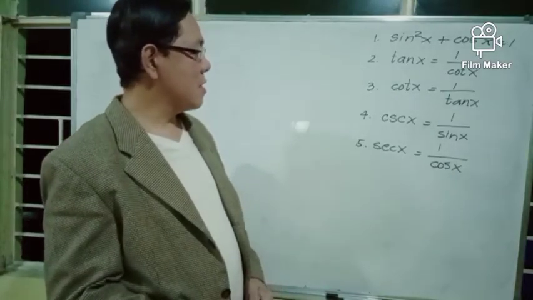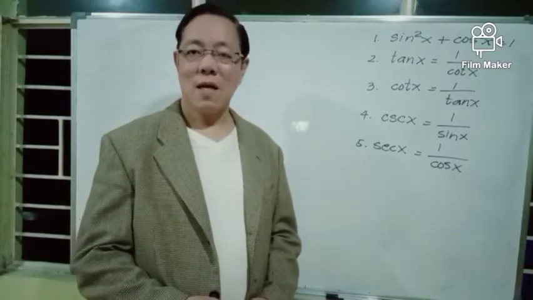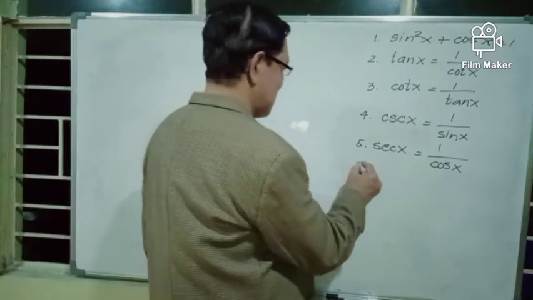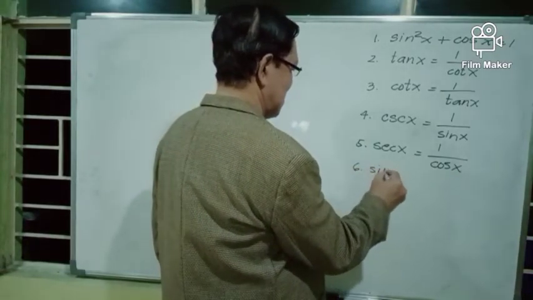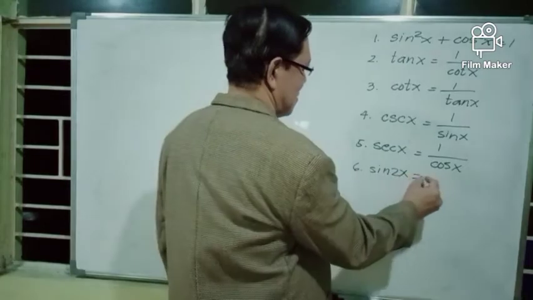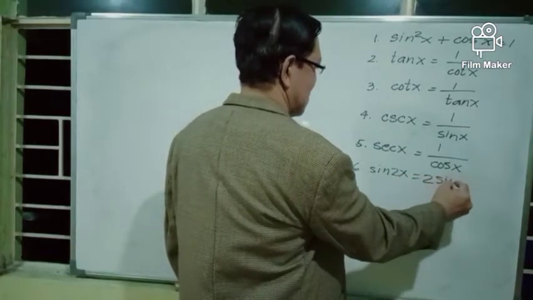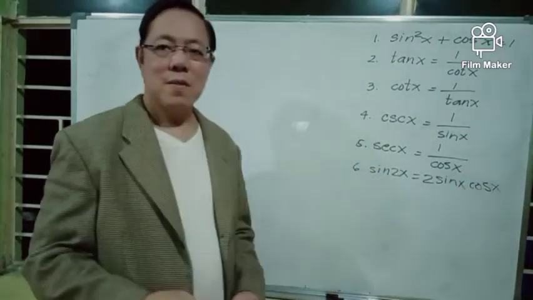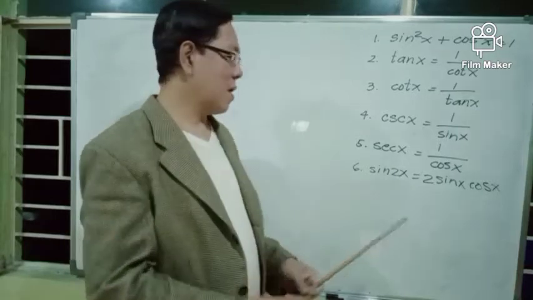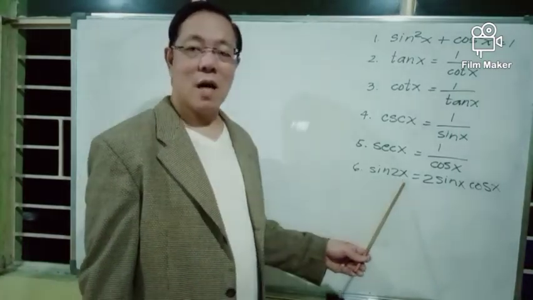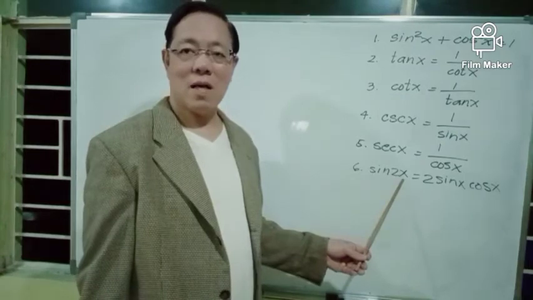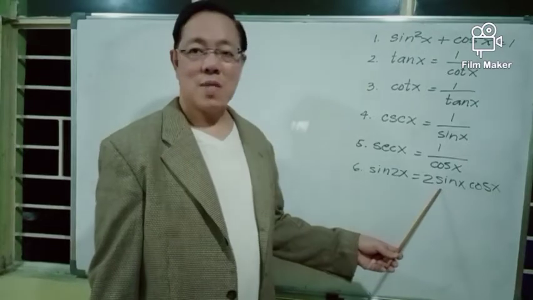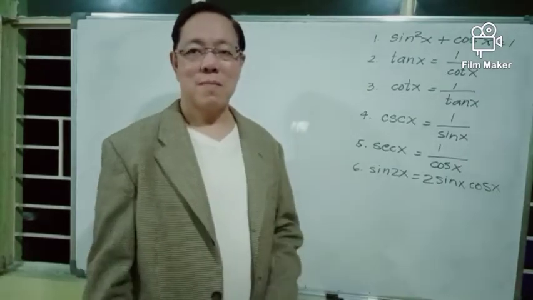Next, we have the sine of twice an angle, sine 2x. The sine of twice an angle, denoted by sine 2x, where x is the angle. So 2x is twice the angle x. The sine of 2x is equal to 2 times sine x times cosine x.